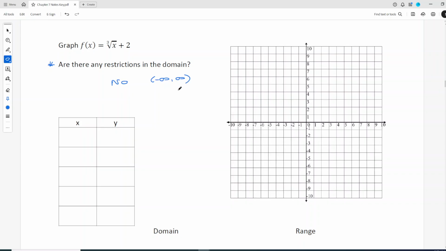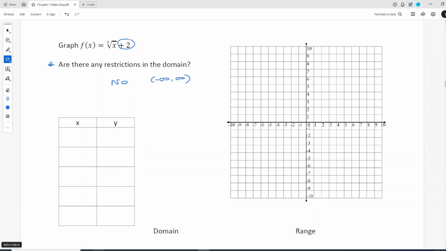So what should I choose for x? Think about your square root of x graph. Is there a number underneath the radical sign? No, it's outside. So this is not going to affect my x values. This is going to affect my y values.